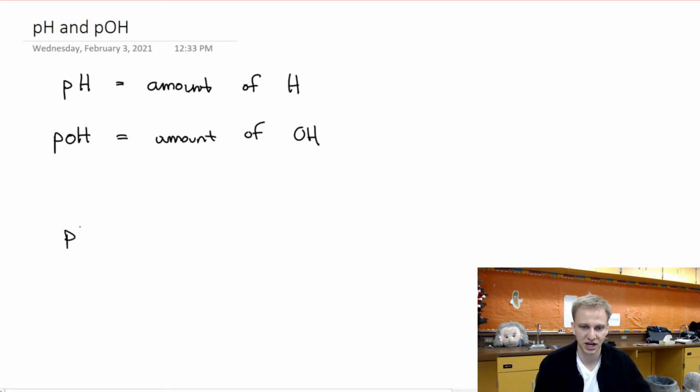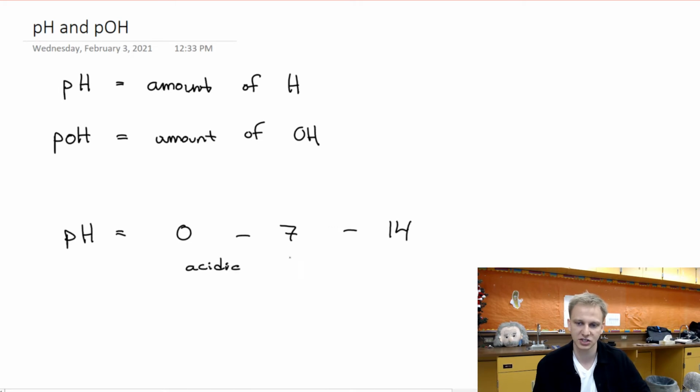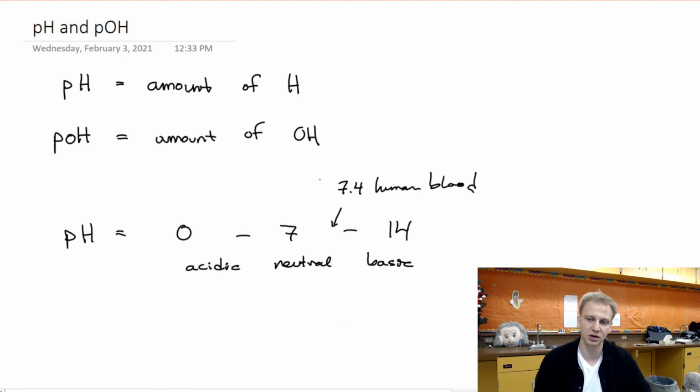And so pH has a typical scale where it goes from 0 to 7 to 14. From 0 to 7, this is the acidic stage. 7 is neutral, and anything above 7 we would consider a basic environment. And so human blood is right about a pH of 7.4. What I always tell my students is that if someone calls you basic, you can say, thank you, yes, in fact, my blood is at a healthy pH. And that can be your counter to that insult.